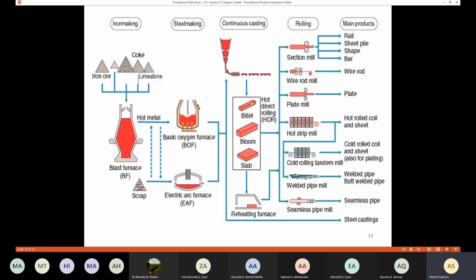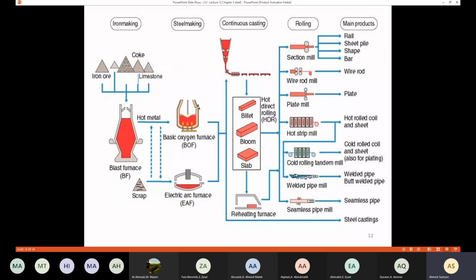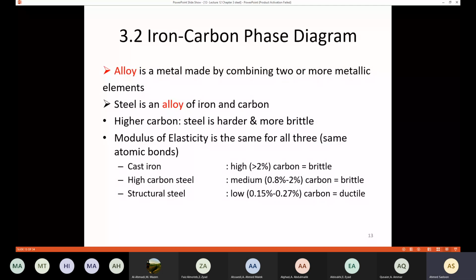So now we have a good idea about how to produce the steel. We say that as civil engineers, we do not specify the properties of the steel. We do not specify the strength or the durability, but we need to understand the process. That is going to help us a lot. So now we need to talk about the iron carbon phase diagram.